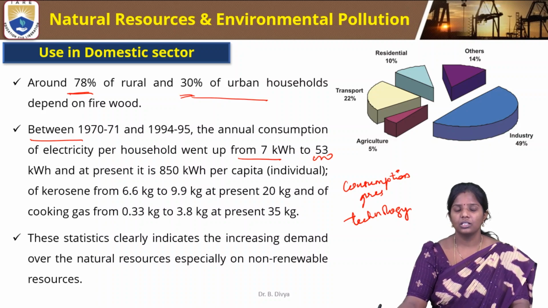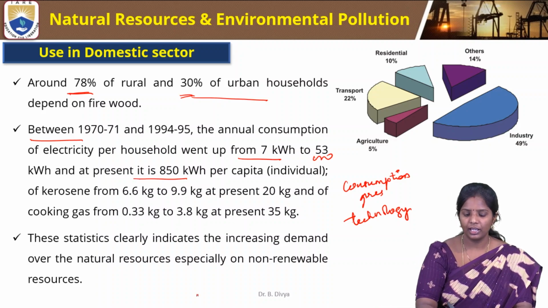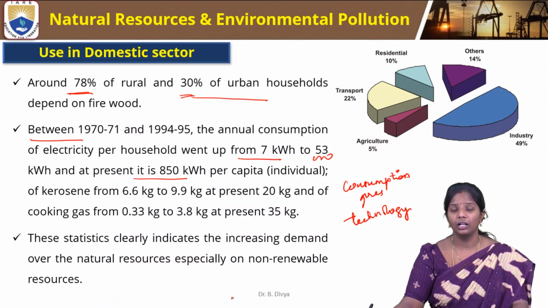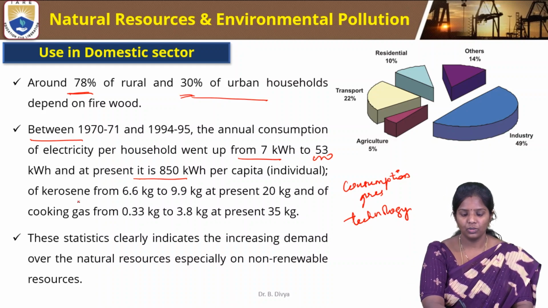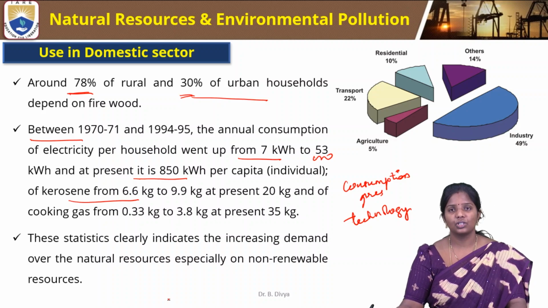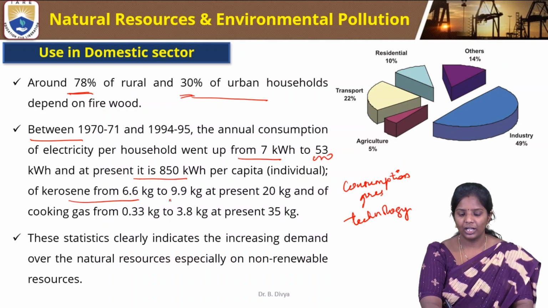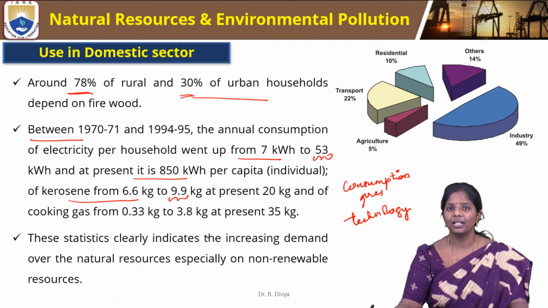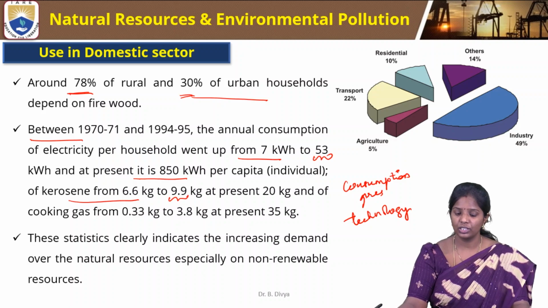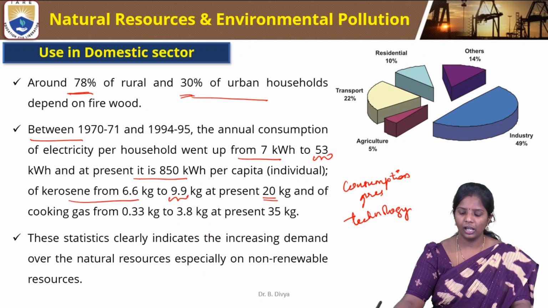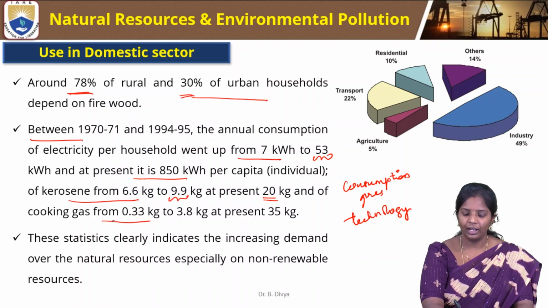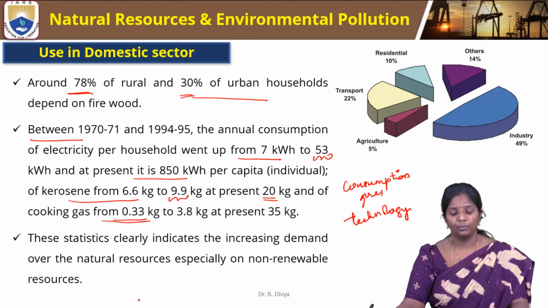This is only for household purposes, and at present it is 850 kilowatt hours per capita, meaning per individual. For kerosene, it went from 6.6 kg to 9.9 kg, which is a very small increase, because we have replaced kerosene with LPG gas stoves. And for cooking gas, it went from 1.33 kg to 3.5 kg.